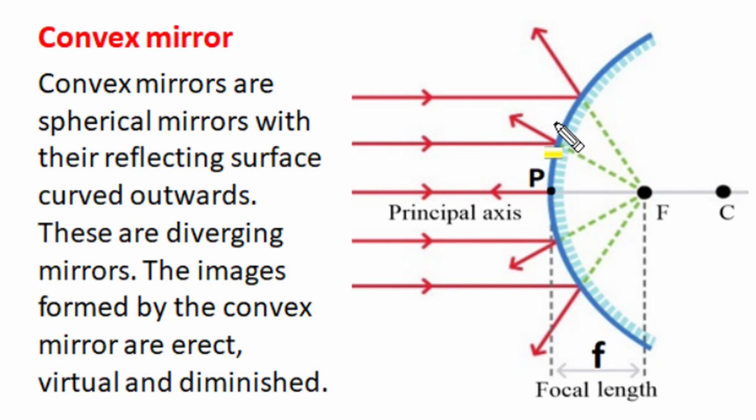Convex mirrors are those spherical mirrors with their reflecting surface curved outward, and a parallel light beam gets diverted from these mirrors, and that's why they are called diverging mirrors. The image formed by such convex mirrors is erect, virtual and diminished in size. That's why they are used as the side mirror of a vehicle to visualize a large surrounding space of the traffic area behind the vehicle.